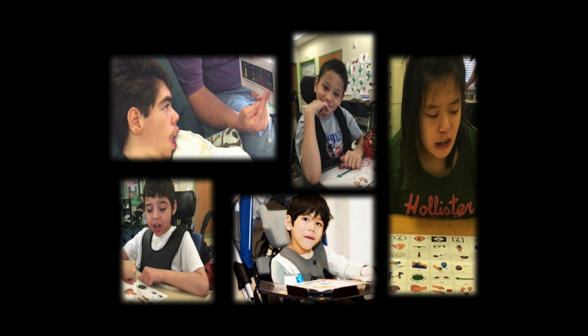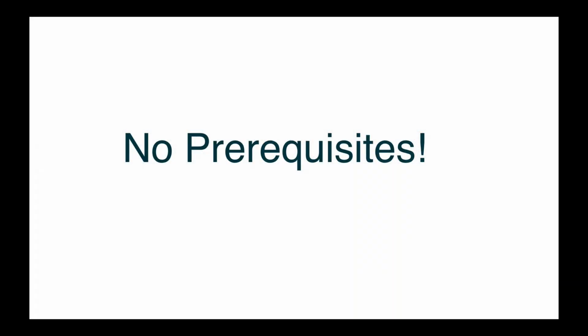Many students with the most significant cognitive disabilities are beginning communicators. Some are able to use speech, signs, or symbols to communicate, but many students do not yet have the foundation to use symbols to communicate, and some do not yet intentionally communicate. We are including all of these students in Project Core, including those at the earliest stages of communication development. There are no prerequisites to getting started with Project Core.